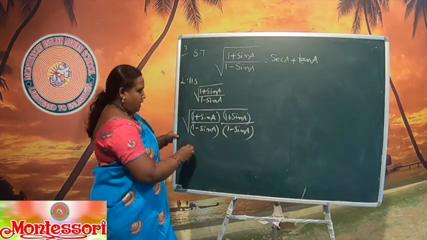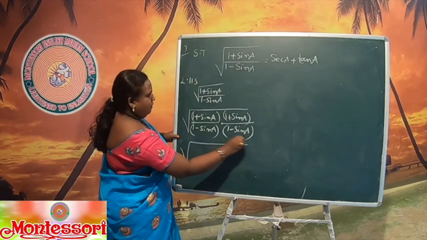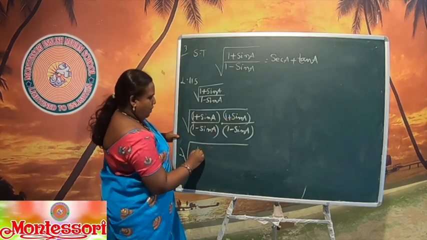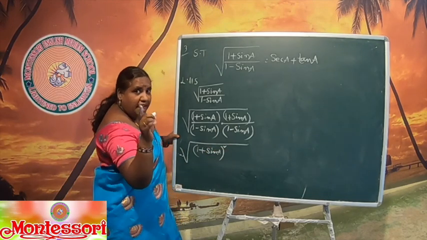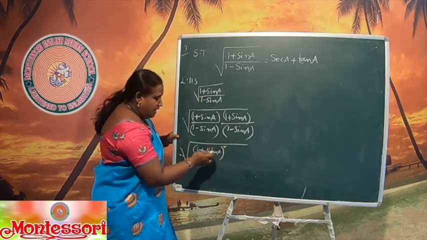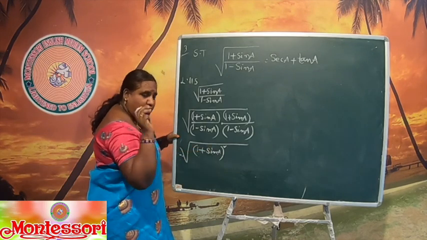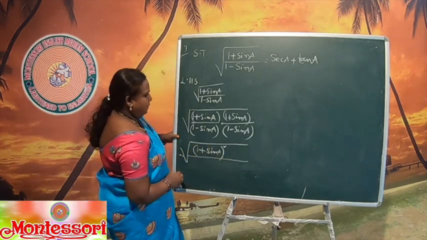Okay. Now see, the square root of these two is the same, no? 1 plus sin A, whole square. Be careful when you are writing the whole square. If you do not put the whole square, the square will apply only to sin. Now the denominator.